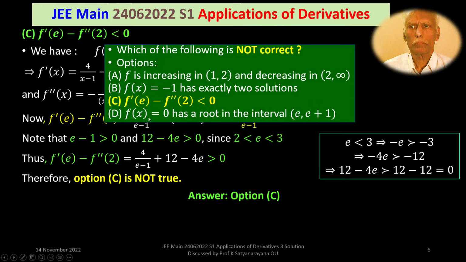It means that the statements given in option B and option D are true. So how they are, I will show you. I will show you in the next 2 slides. I will show you B, option D are also true.